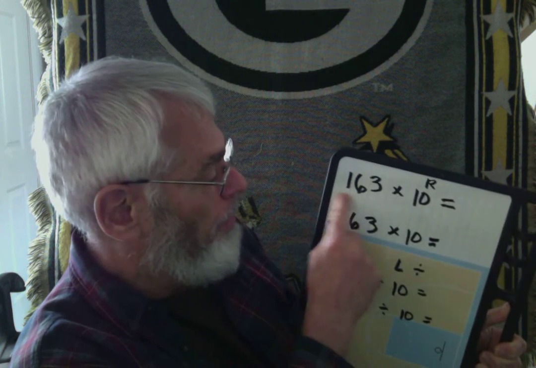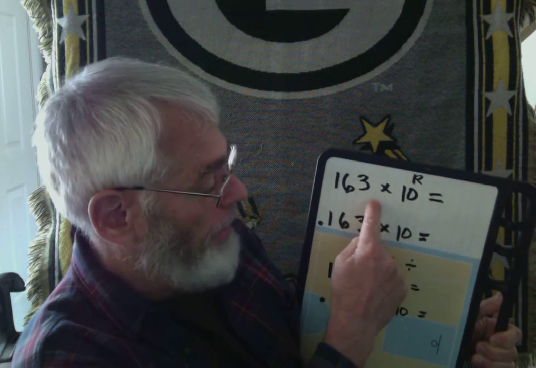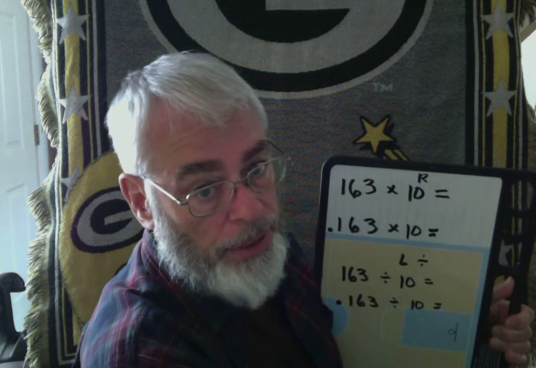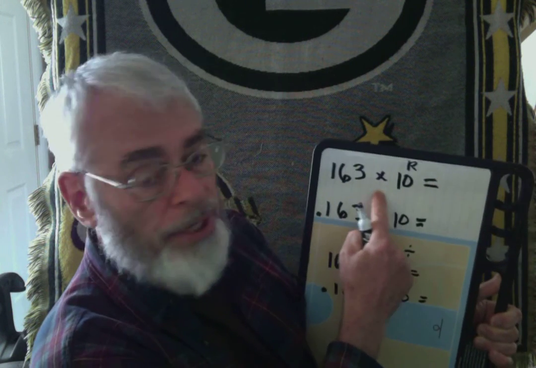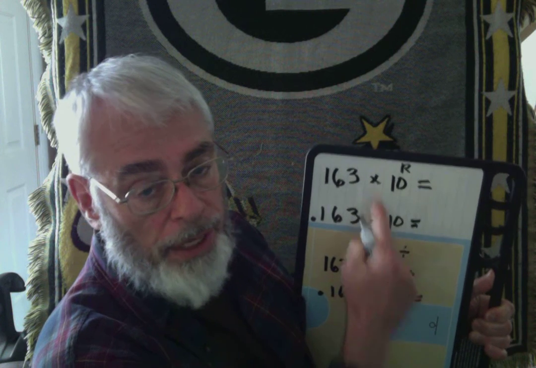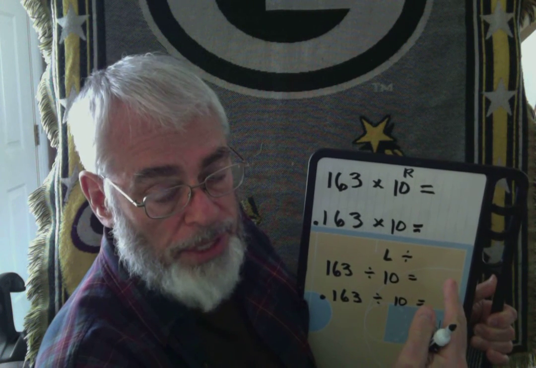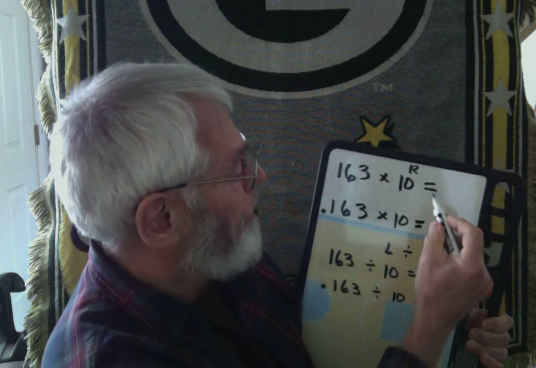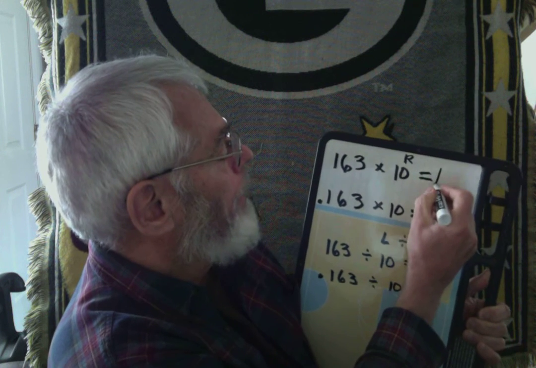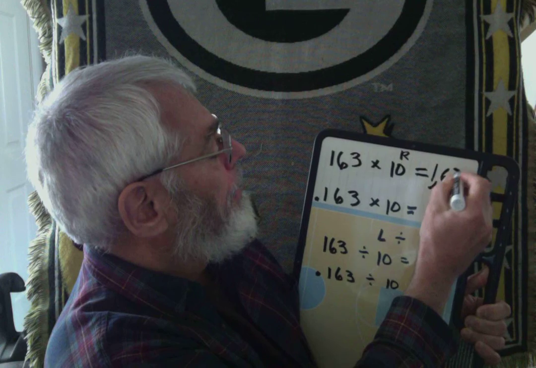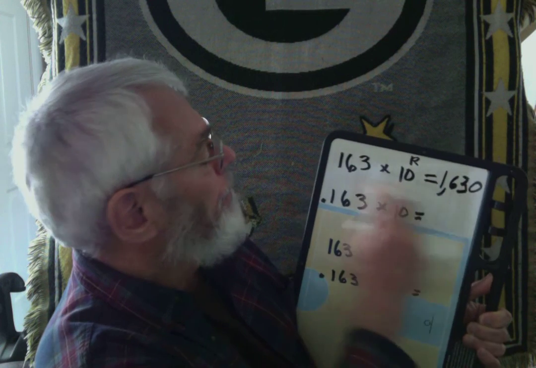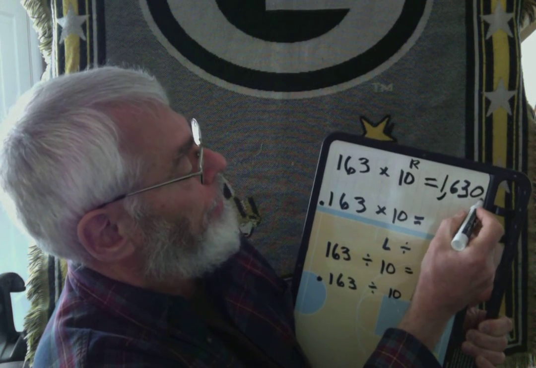The assumed decimal point in 163 is right there after the 3, and so when we multiply, we go to the right. That means we're going to have to move the decimal to the right. That means we move the assumed decimal. We have to annex a 0. This would come out to be 1,630. We move the decimal point actually from here to there.